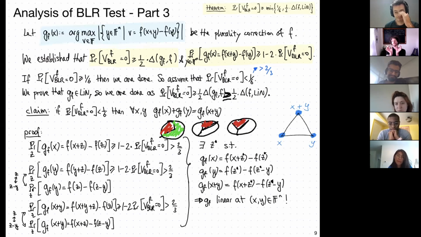The point is that we know this is strictly greater than 2/3, strictly greater than 2/3, and strictly greater than 2/3, so the bad part is strictly less than 1/3, strictly less than 1/3, and strictly less than 1/3. And so there has to exist one point which touches the green part, the good part of all of these. Just like a pigeonhole kind of thing. And that's the entire trick.